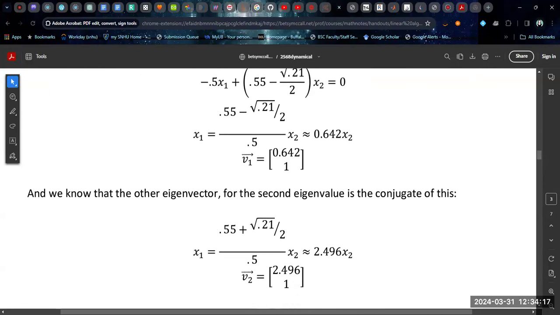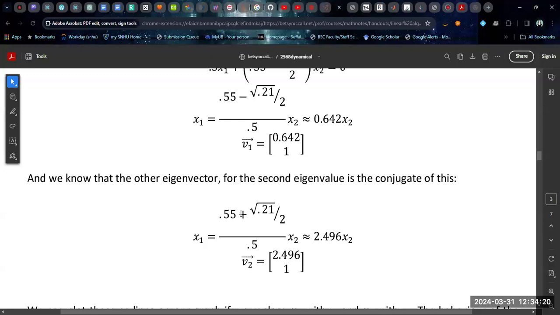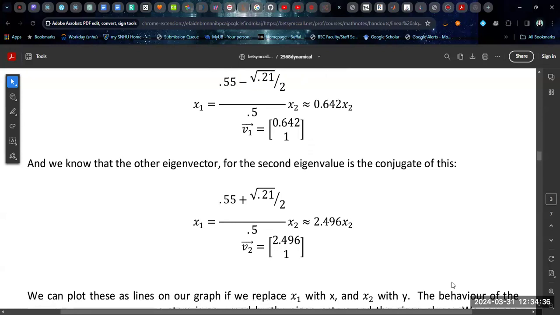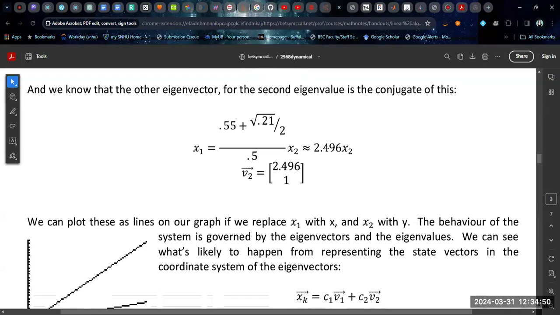Now I can solve for the second eigenvector because it's just the conjugate of the first one. And when I simplify this expression, I'm going to get 2.496 x2 approximately. And at this point, it's safe to go back to decimals. It'll make the most sense when we try to plot things rather than use the exact values. But our eigenvector now, if x2 is 1, then x1 is 2.496, again, approximately.